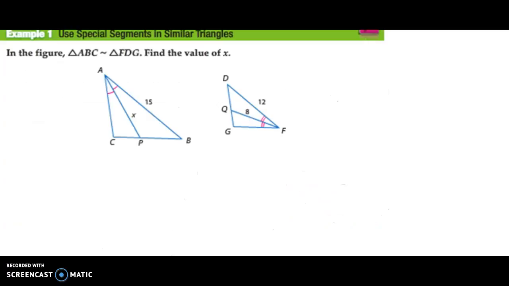It can be any of the sides of the triangle. Alright, so let's look at this one right here. It says, in the figure, triangle ABC is similar to triangle FDG. Find the value of X.